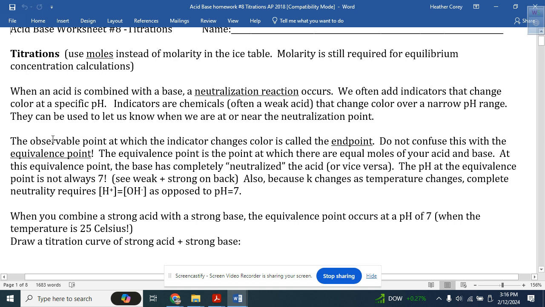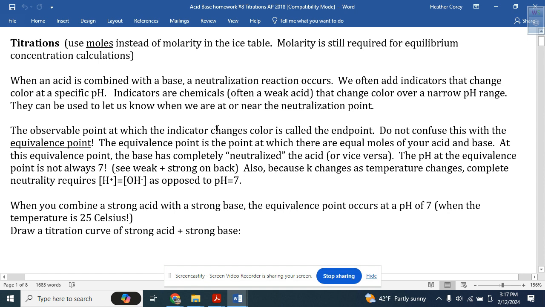The endpoint and the equivalence point are not always the same, as we saw during that lab. The equivalence point is when you have exactly equal moles of your acid and base, and that can be slightly different from your endpoint. If you choose an indicator that changes pH near the equivalence point, then it will be a proper indicator to use for the reaction.